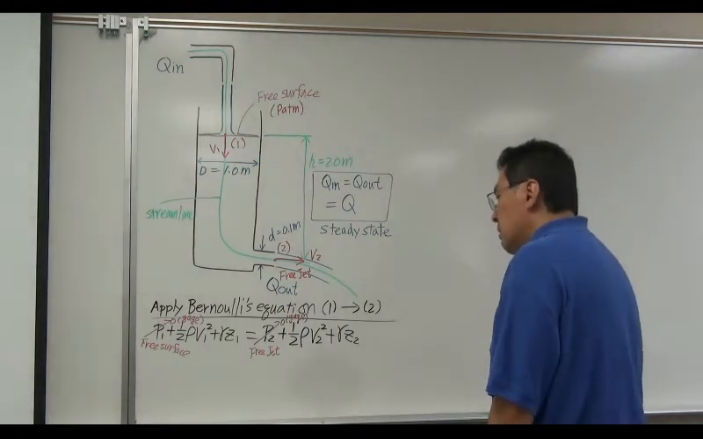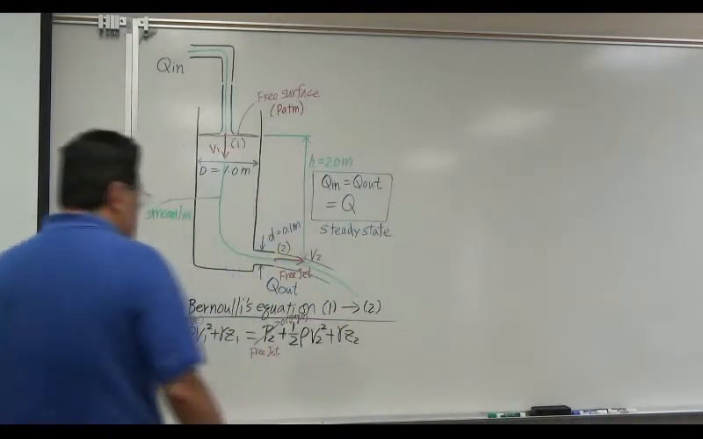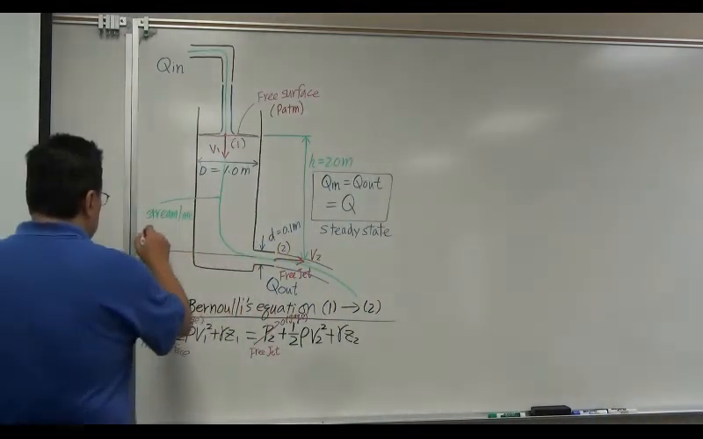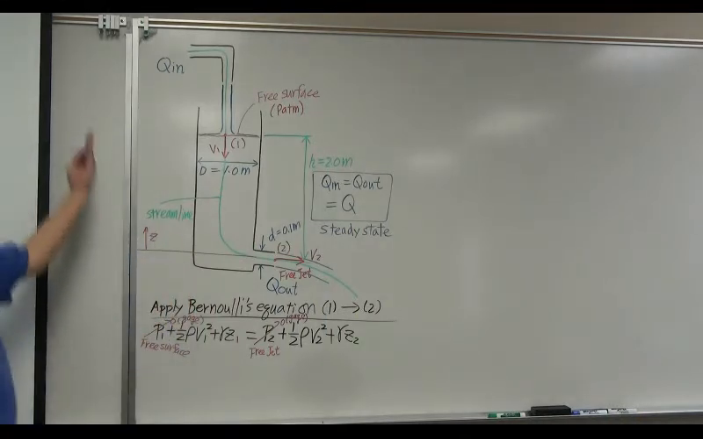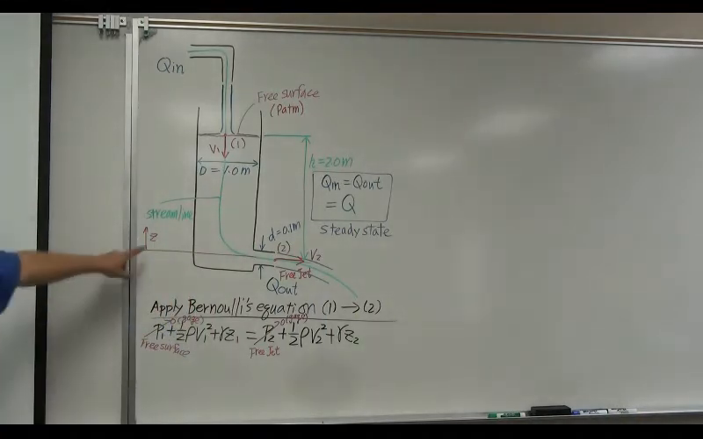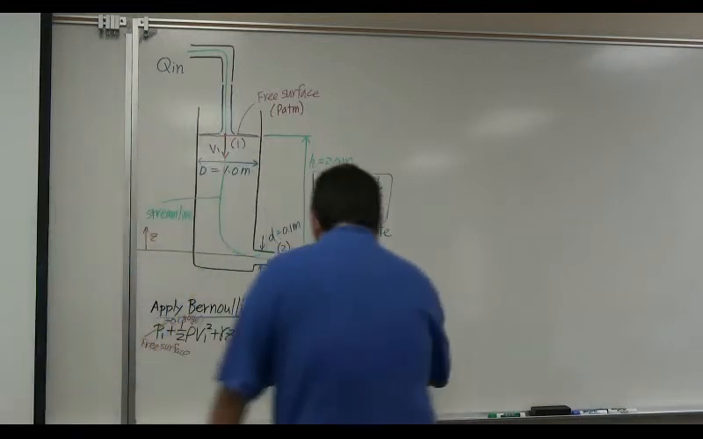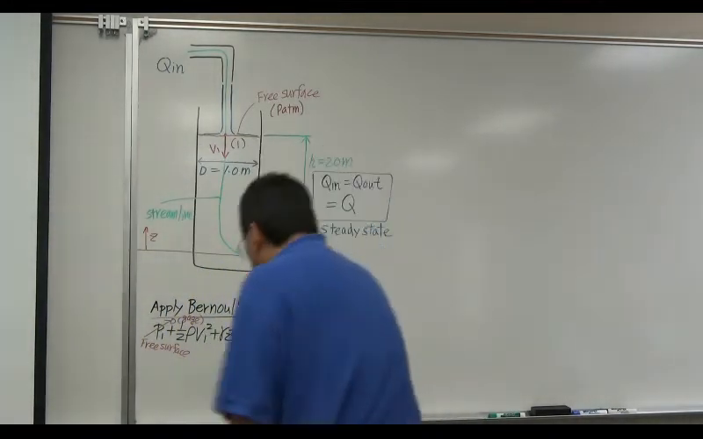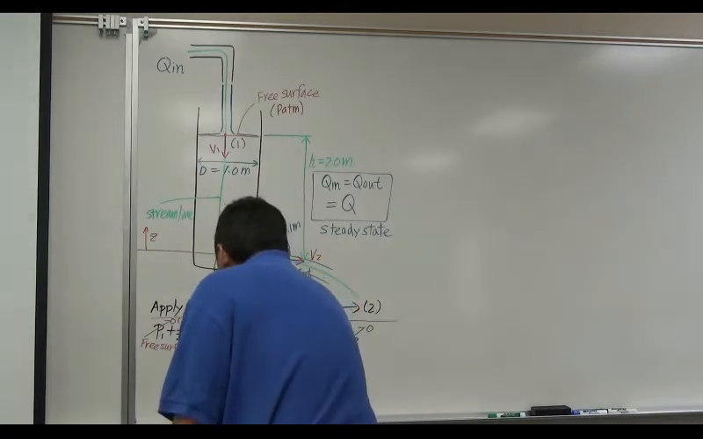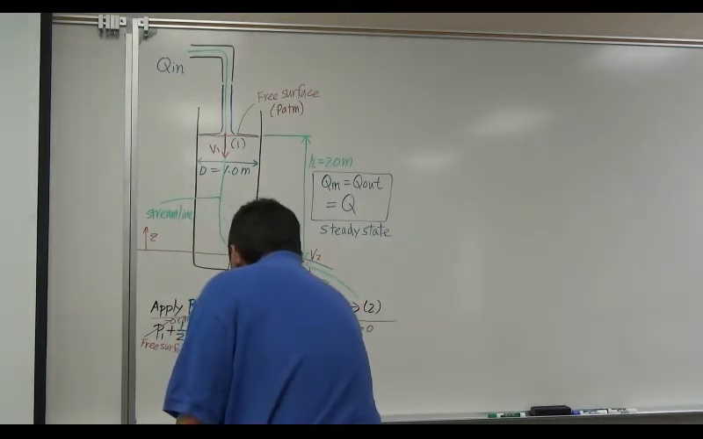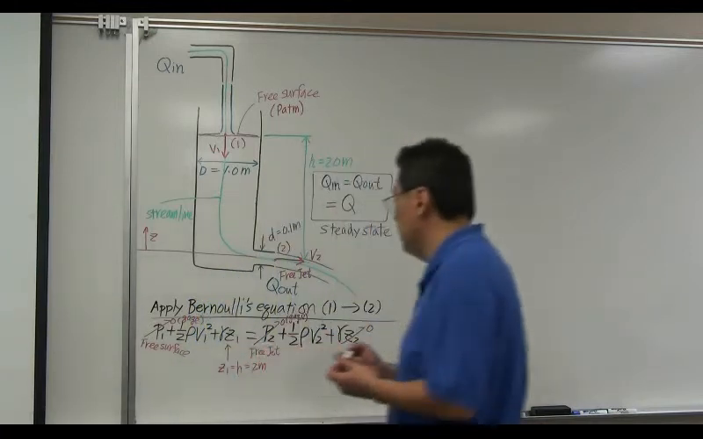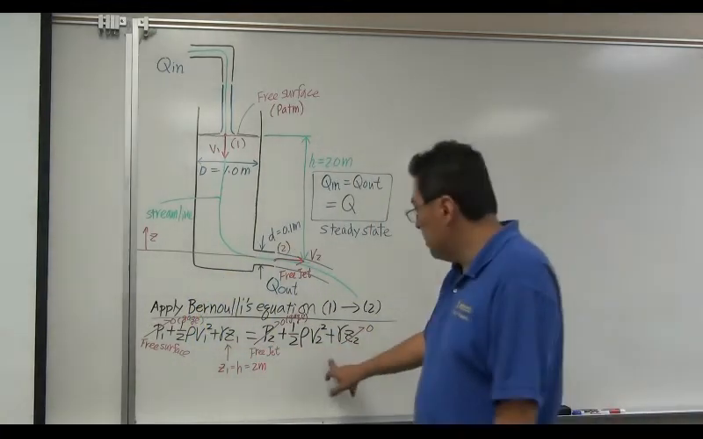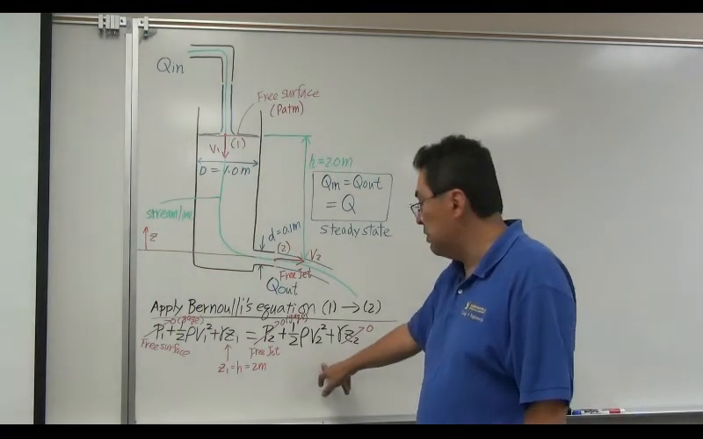So what else do we know? Well, let's measure the elevation or height Z. Let's measure height from here, upward positive. If I measure Z from here, of course Z2 is 0. Z1 becomes 2 meters, right? Okay. So this is the equation coming from Bernoulli's equation.